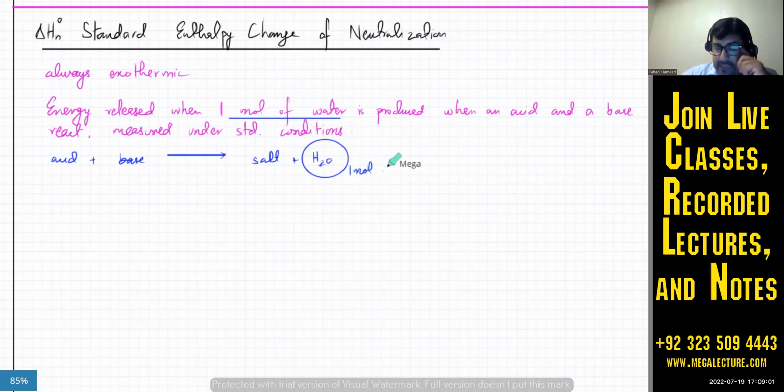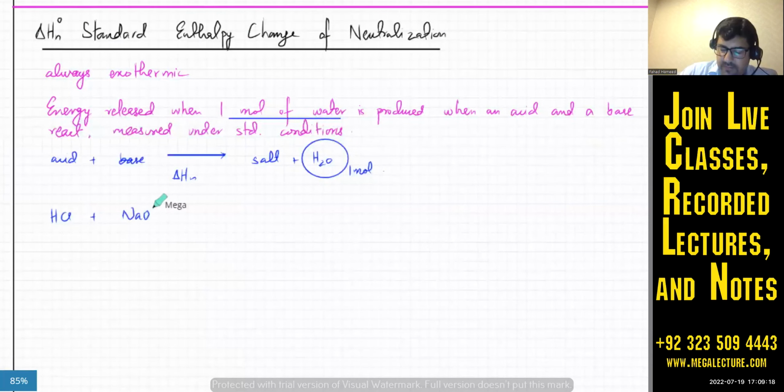So in any neutralization reaction, if you have 1 mole of water getting produced, its enthalpy change, its energy change would be called delta HN. So for example, you've got acid HCl and you've got NaOH, and it's going to produce what? NaCl and H2O. So 1 mole of water getting produced, the enthalpy change would be called enthalpy change of neutralization. You'll call it delta HN.